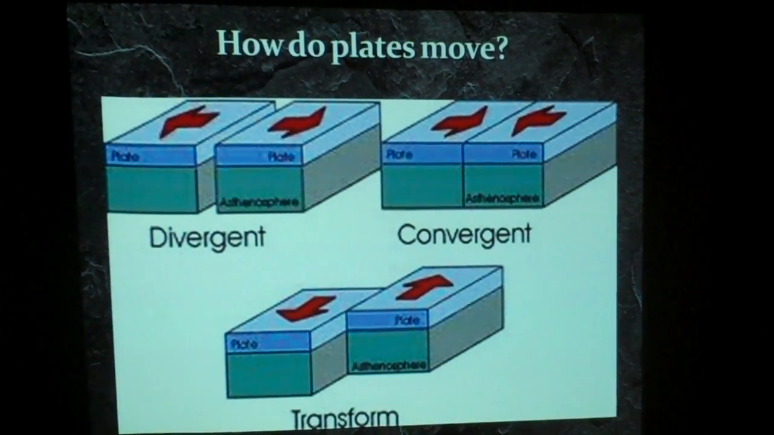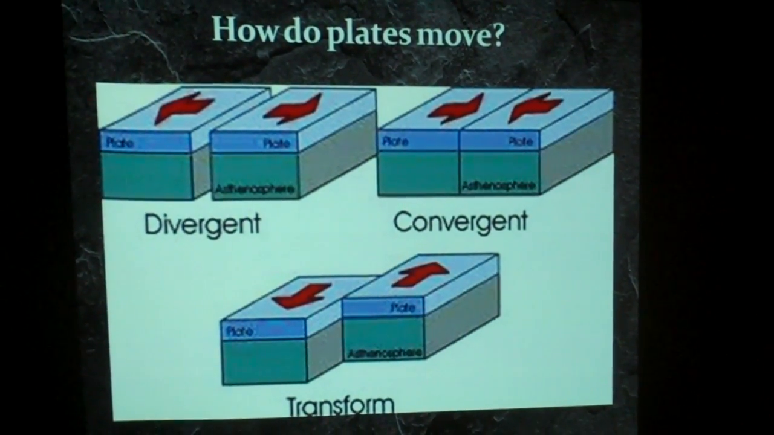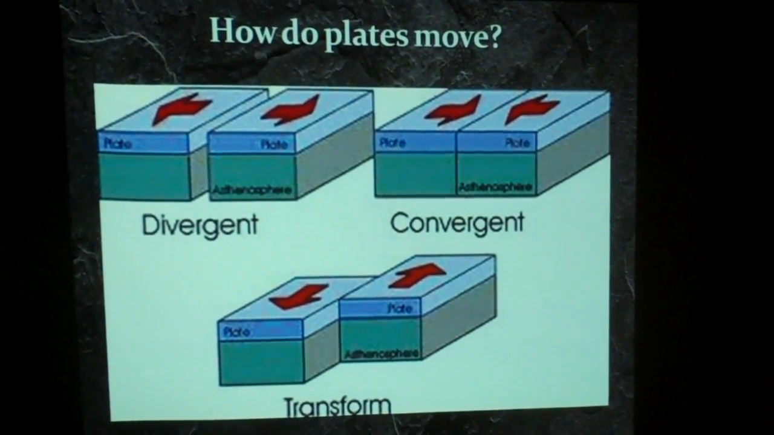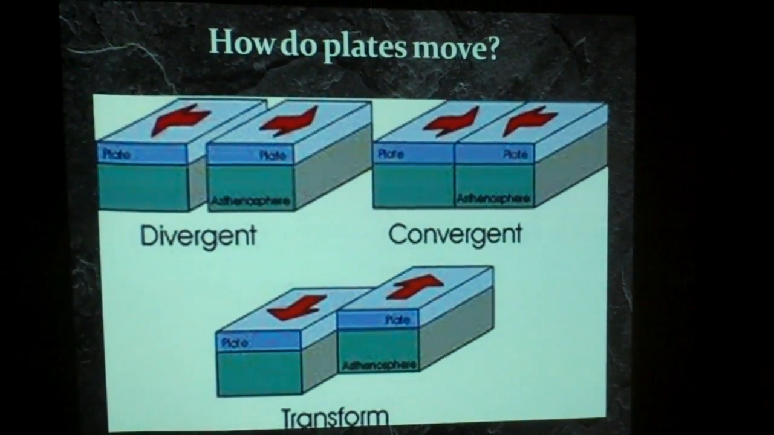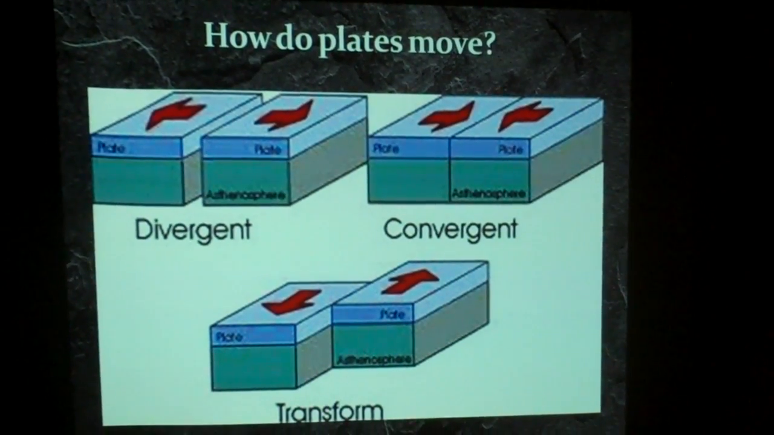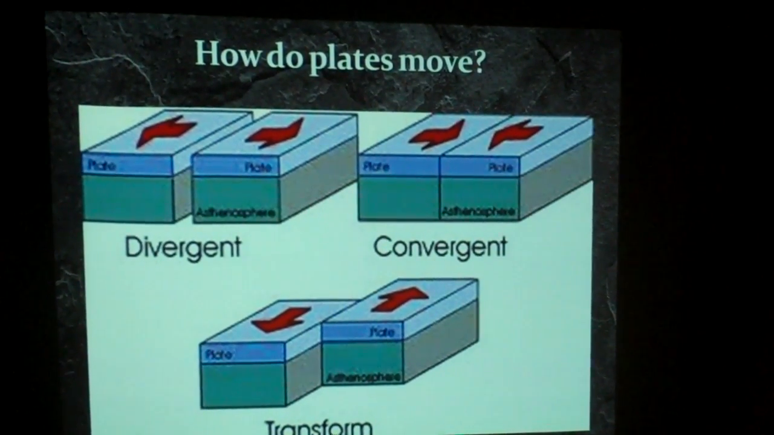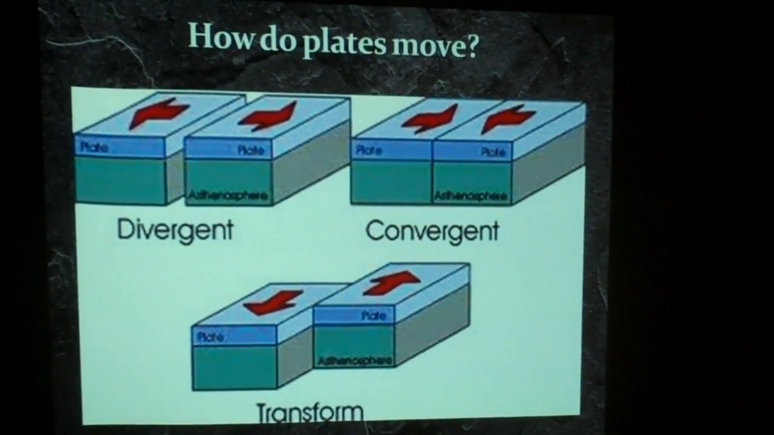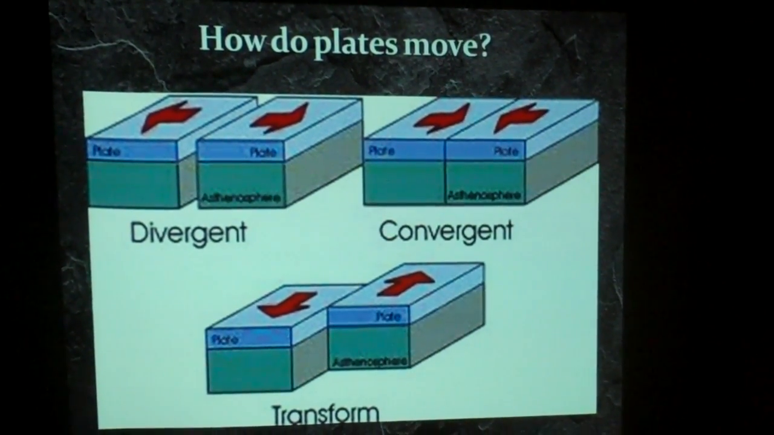Here is a more simple version of the movement of the plates. The arrows show you the direction they're moving. A divergent boundary is when they move apart and spread. A convergent boundary is when they push together and subduct. And a transform boundary is when they translate, sliding back and forth side by side.